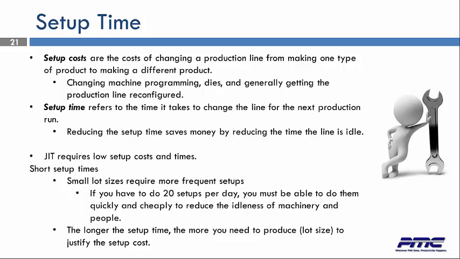Just-in-time requires low setup costs and times. So short setup times is the main aim of just-in-time. Small lot sizes require more frequent setups. So if you have to do 20 setups per day, you must be able to do them quickly and cheaply to reduce the idleness of machinery and people. The longer the setup time, the more you need to produce. That means you have a big lot size to justify the setup time. A big lot size means more area and more volume of your product occupying the floor space.